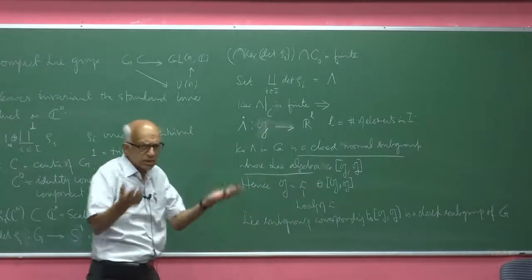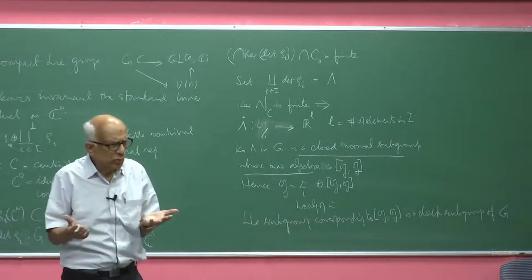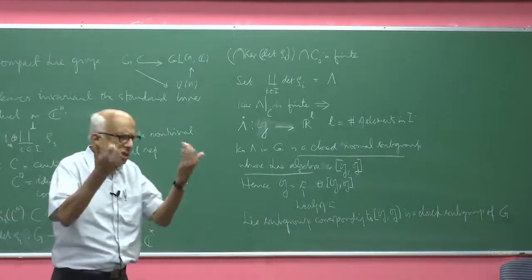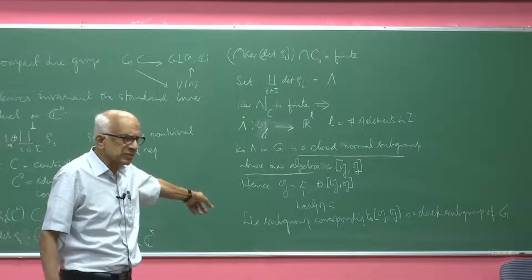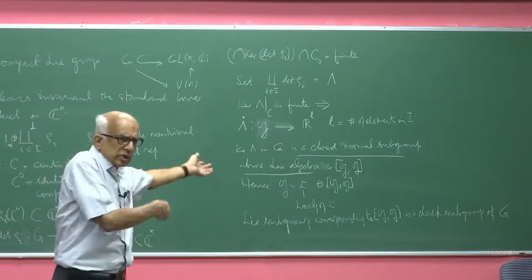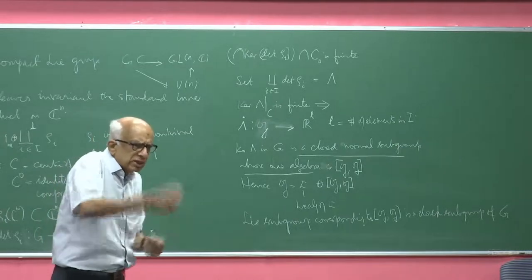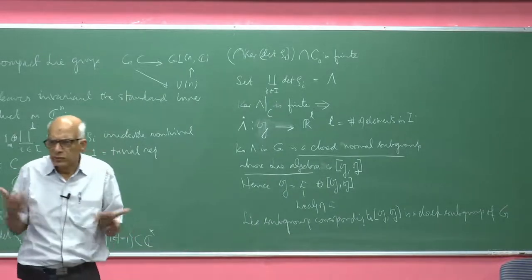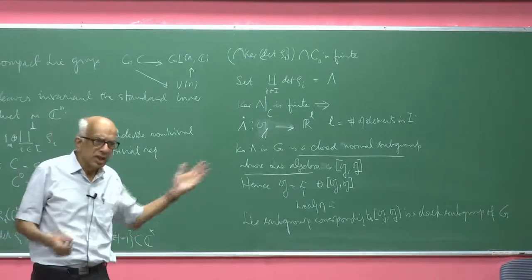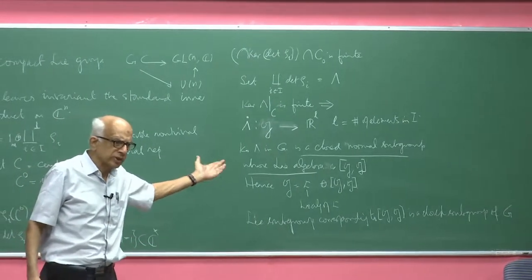Actually, it's a general result that in a connected Lie group, bracket GG is a Lie subgroup, the corresponding Lie subalgebra being bracket GG. In the case of compact groups, you can prove this without going through the entire Lie theory. But if you feel comfortable about using Lie theory, it directly follows from that.